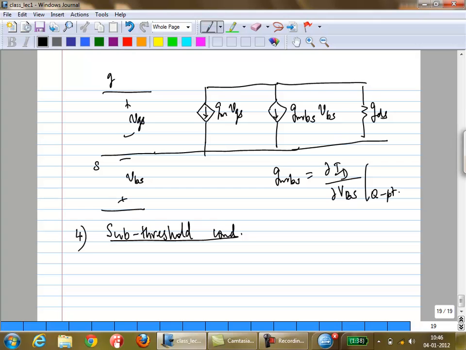So the last thing we'll look at today is what is called subthreshold conduction. Have you studied this in the previous class? Probably not. So far you have assumed that the transistor is off when the VGS is less than VT, and it's on when VGS is greater than VT.